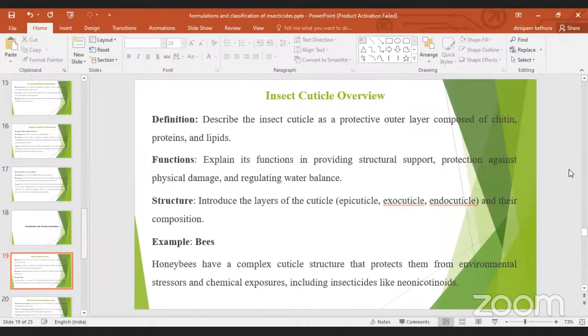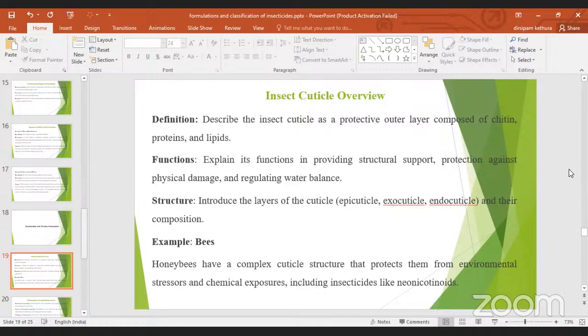And coming to the structure of the insect cuticle, if you could see the structure, it has 3 layers: epicuticle, exocuticle, and endocuticle. Epicuticle is the outermost layer. If you could see the section of this cuticle, epicuticle is the outermost layer, exo means it is below that, and endo means it is the inside layer. It has 3 layers, and it is made up of, as I already told you, proteins, lipids, and chitin also.